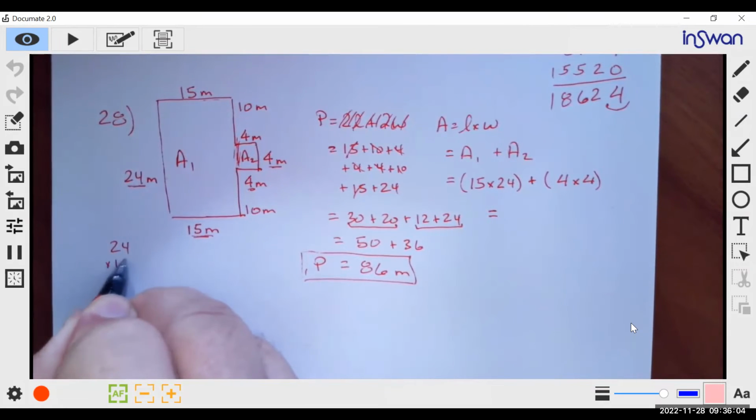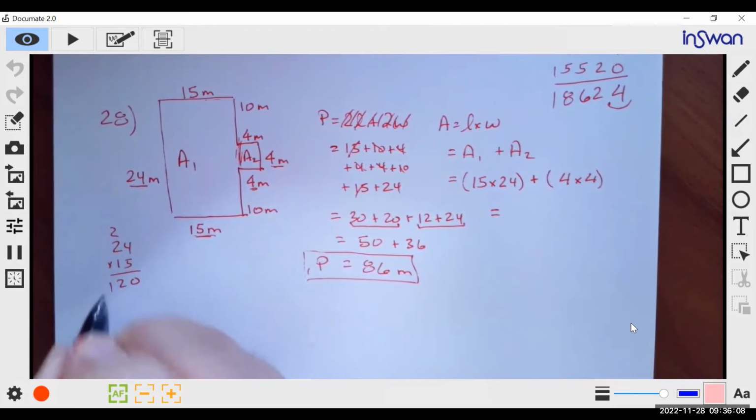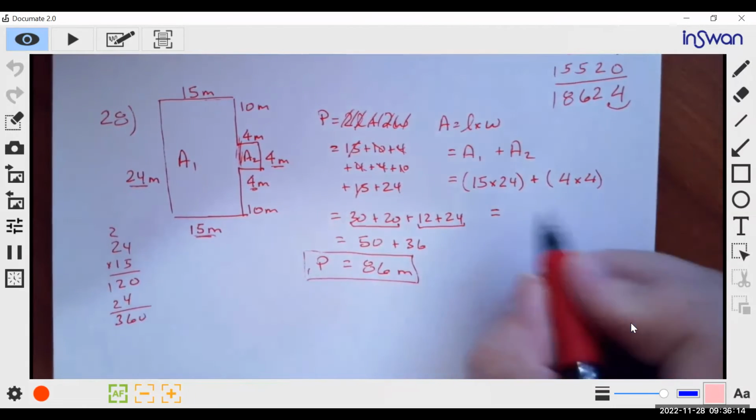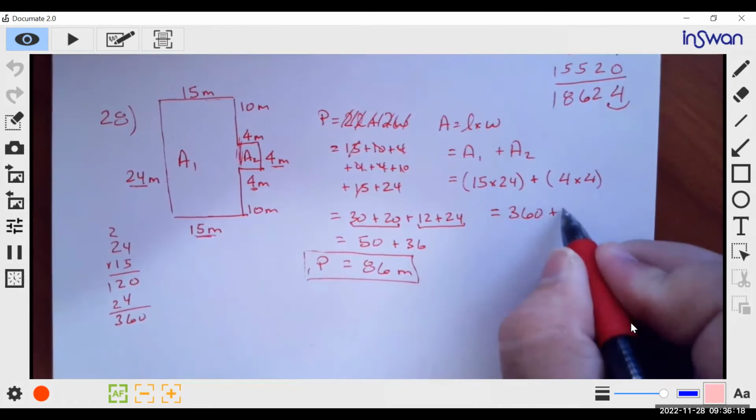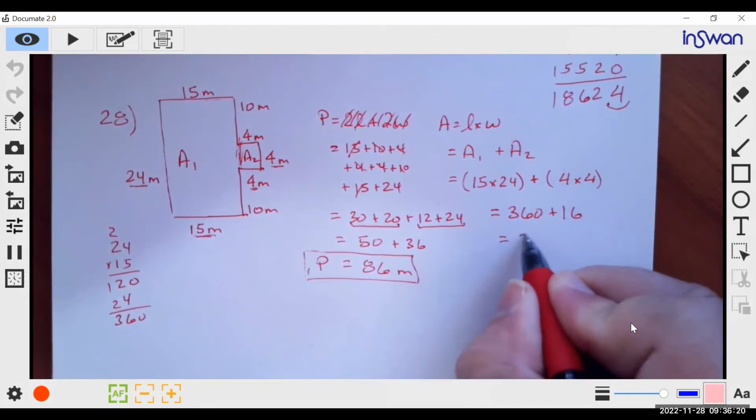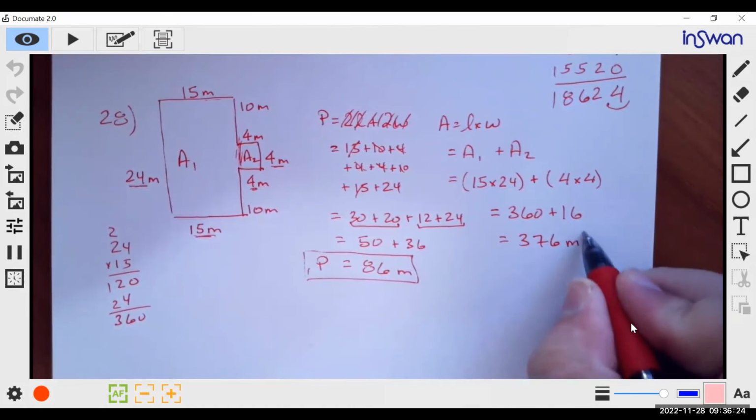24 times 15. 20, 12, 4 and 2, 360. 4 times 4 is 16. 376 meters squared.